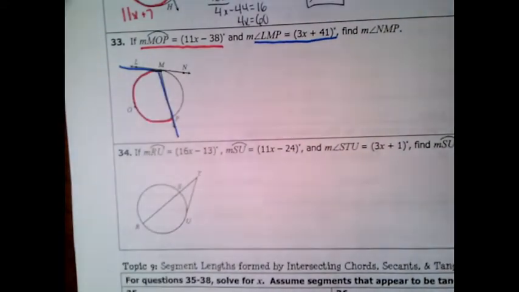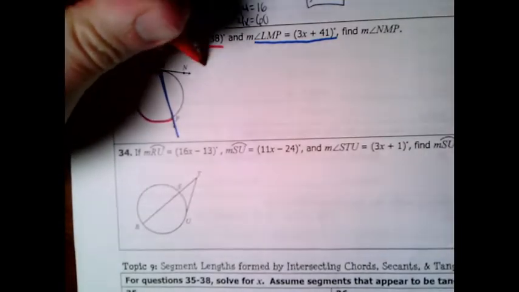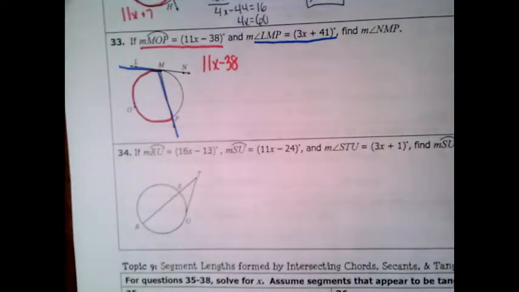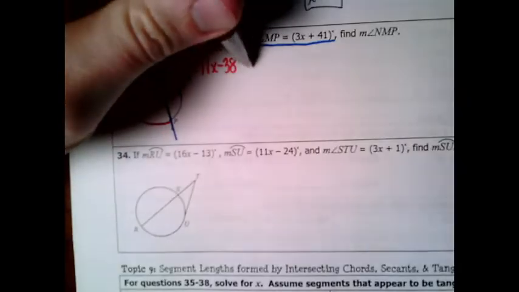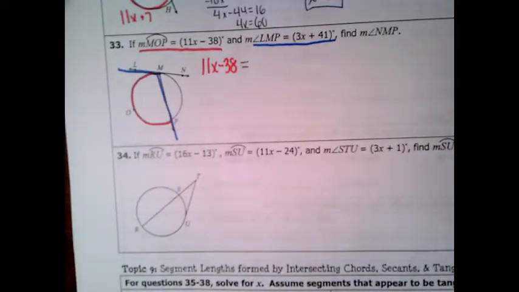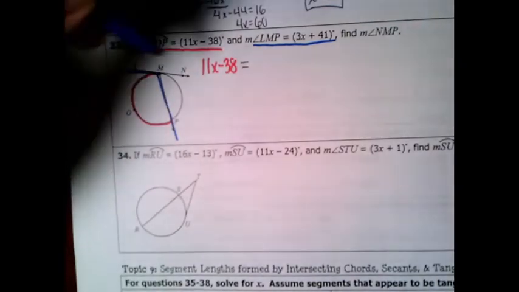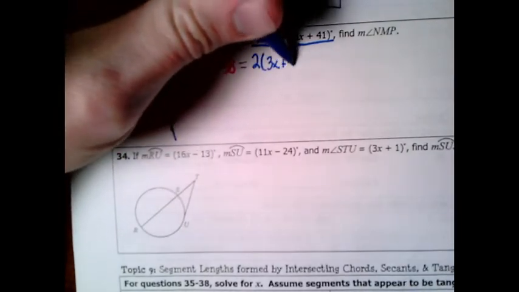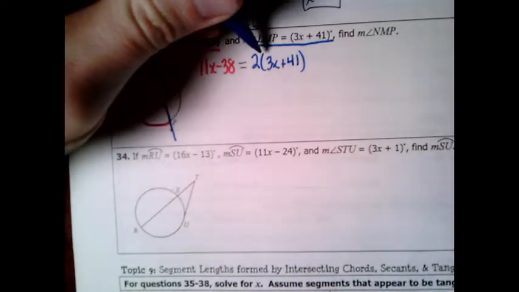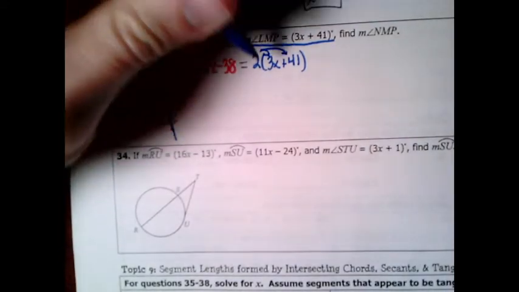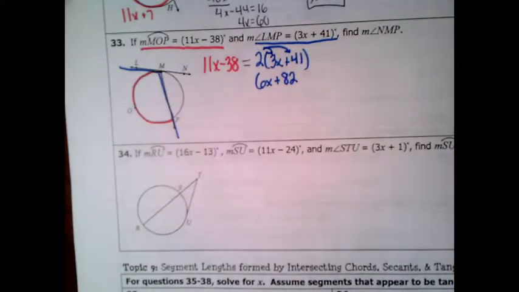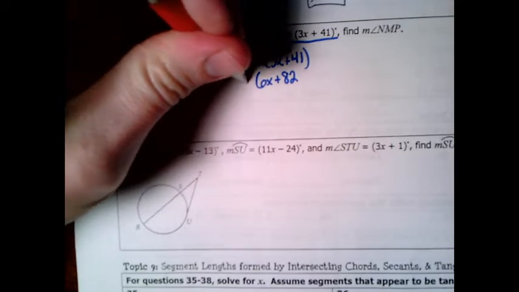So if you look, the red's going to stay the same. It's going to stay 11x minus 38. And then the blue is going to stay the same, but not really, because I need 2 of those. I need to double it. So I need 2 of these to make 1 of these. So I need to distribute. So it gives me 6x plus 82 equal to 11x minus 38.